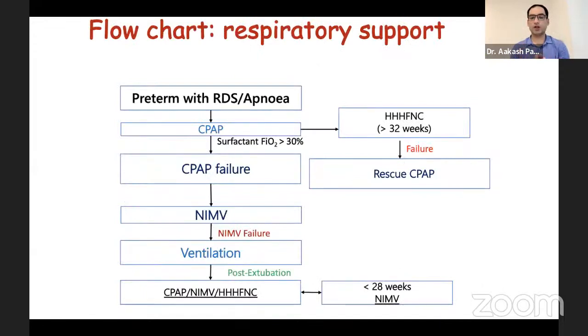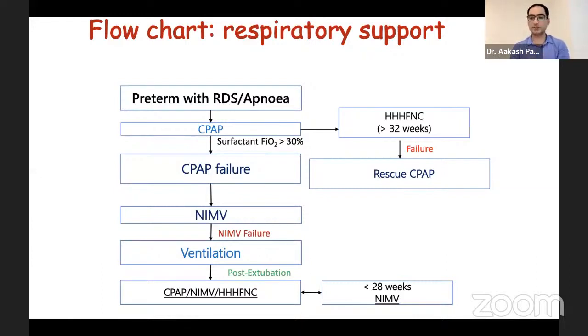So this is the flowchart algorithm. Any preterm baby who has respiratory distress or apnea should be started on CPAP. You can use HFNC as the primary mode, but for older babies, that is more than 32 weeks, because the risk of failure is more. However, even if these babies fail, they can be rescued with CPAP. However, if there is CPAP failure, the next modality before jumping to mechanical ventilation is non-invasive mechanical ventilation, NIV. These days, we also use nasal HFO. If the baby fails on NIV and has already received surfactant, then one should think of ventilating these babies.